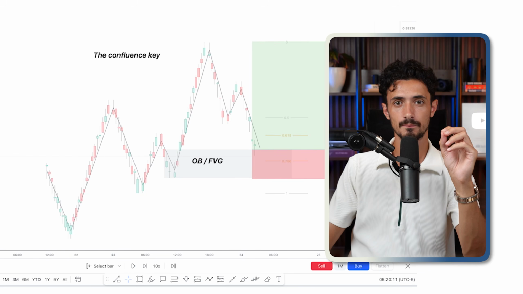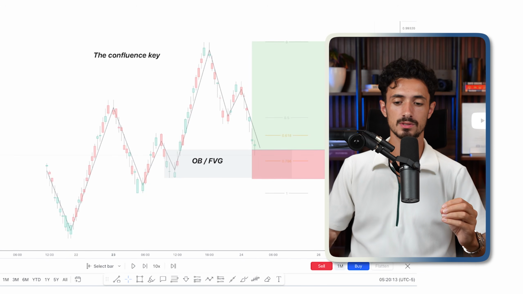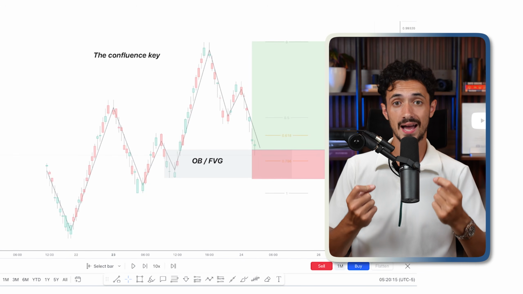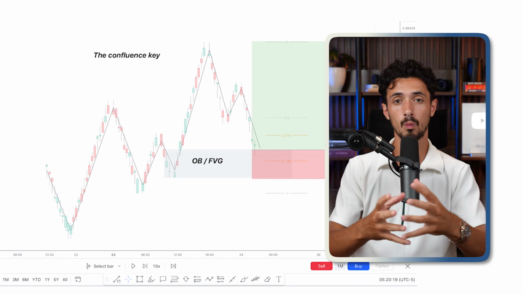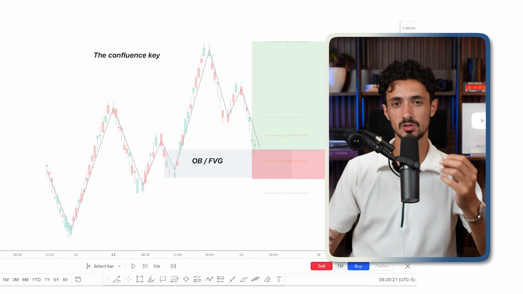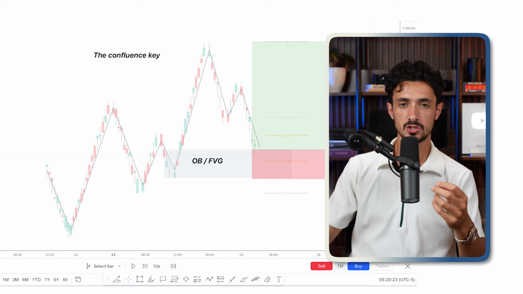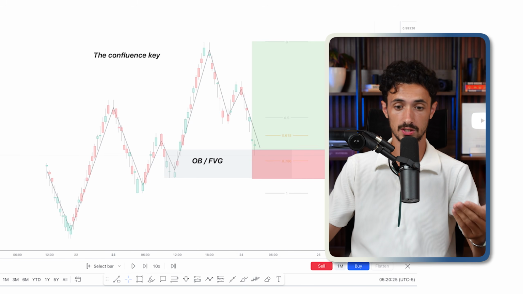step 4, the confluence key. You see, the confluence key is using other very accurate ways of reading price action and combining it with market structure to give you an edge over the market. So here's what a confluence key could look like.